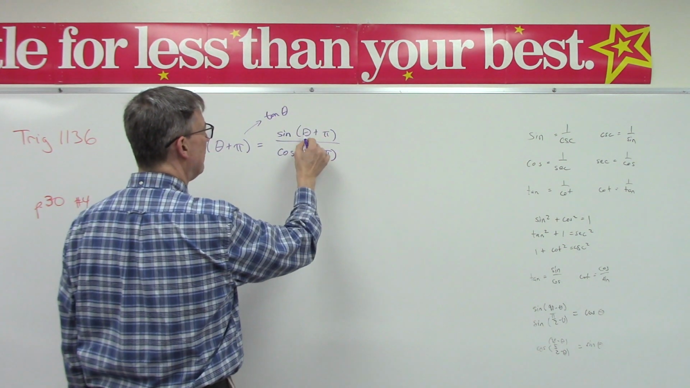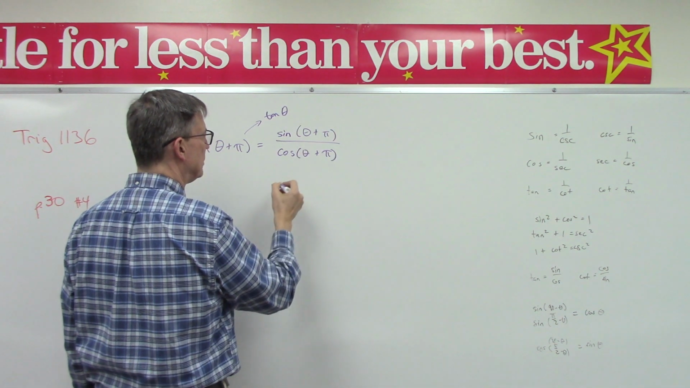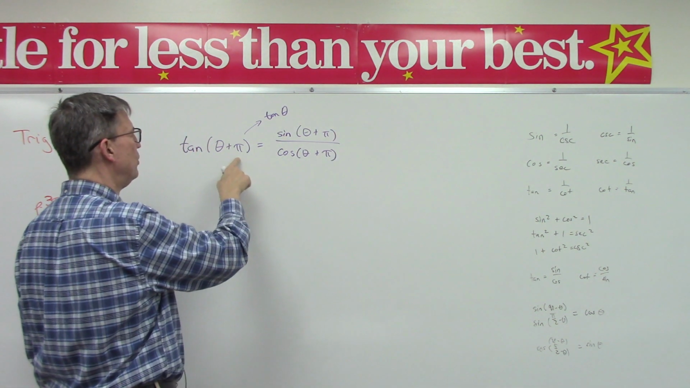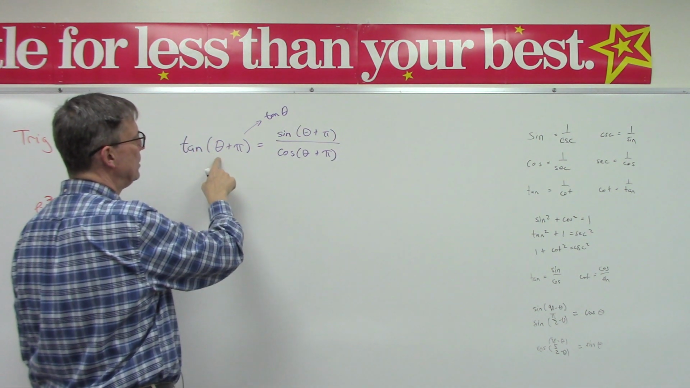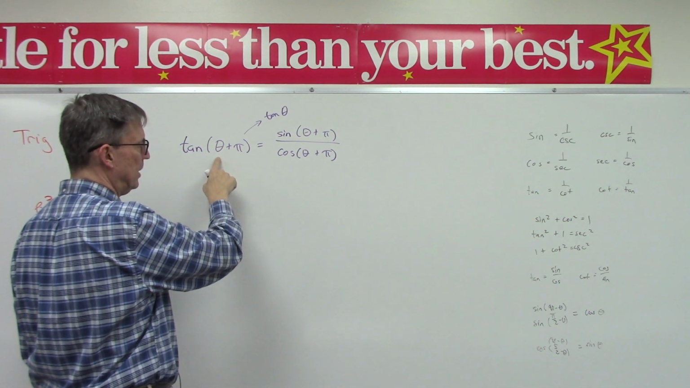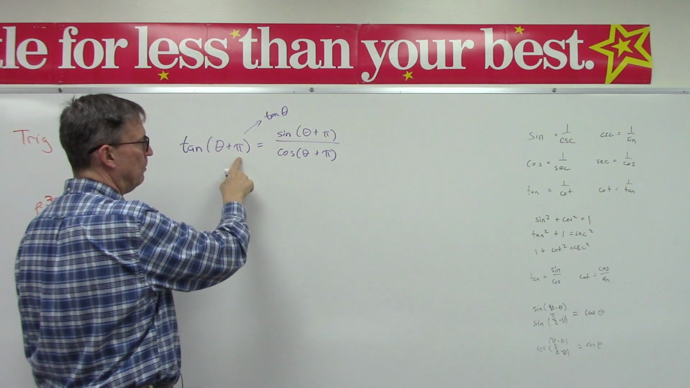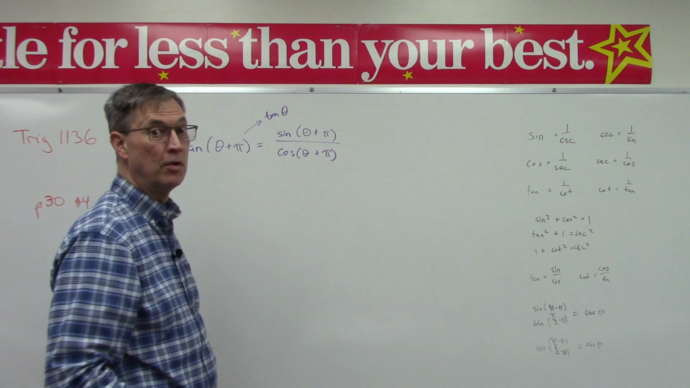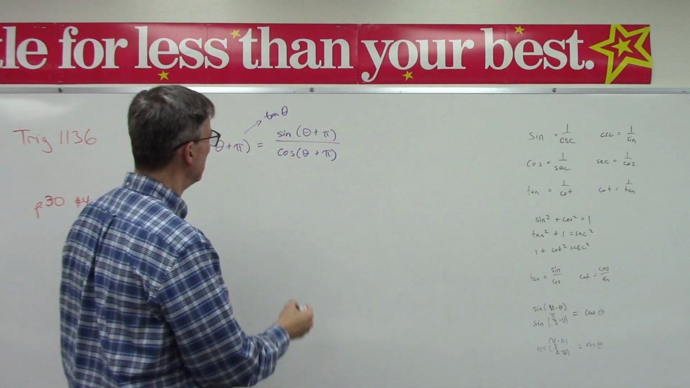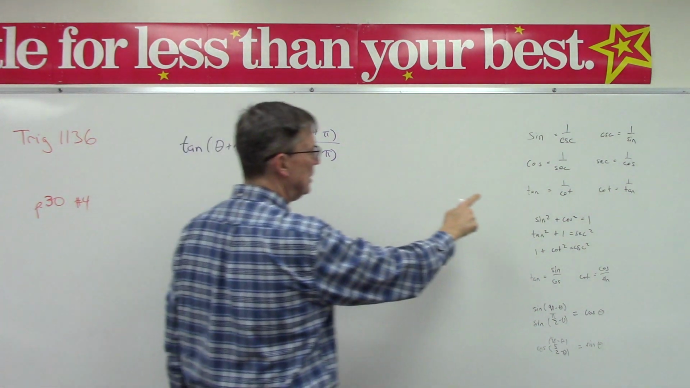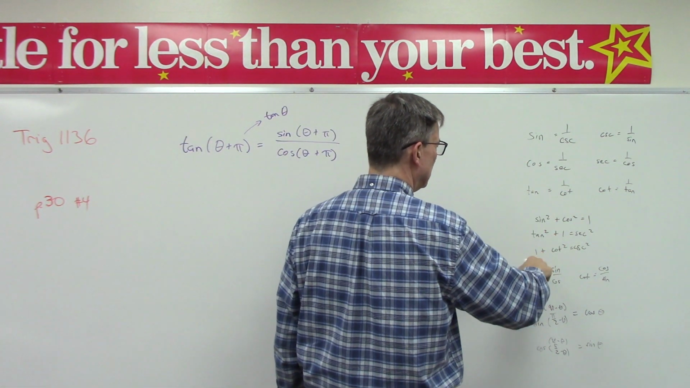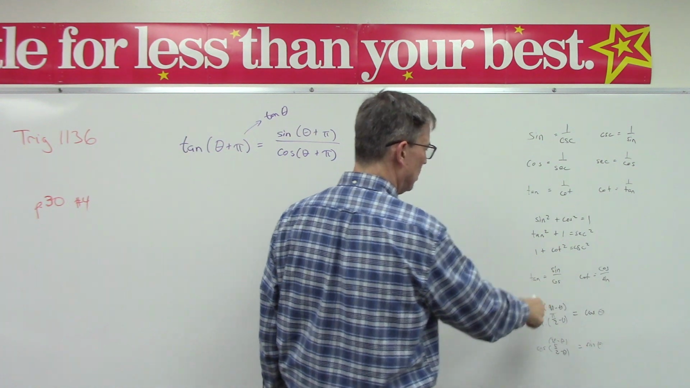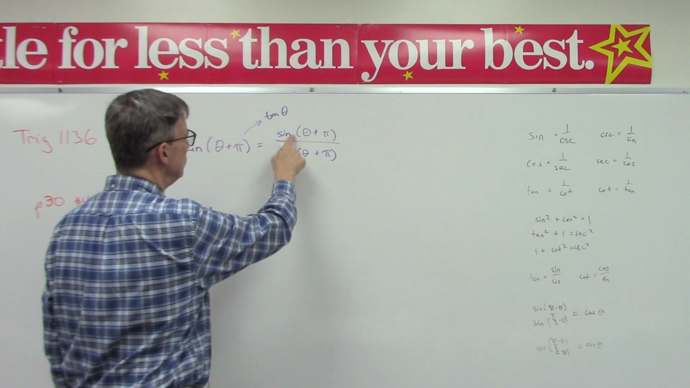All right, so we have an angle theta plus 180. We're trying to prove that the tangent of an angle theta plus pi, 180, will be the same as just the tangent of theta. So let's walk through these steps here. Tangent is, first of all, we recognize that tangent is sine over cosine. So we're going to do that substitution.